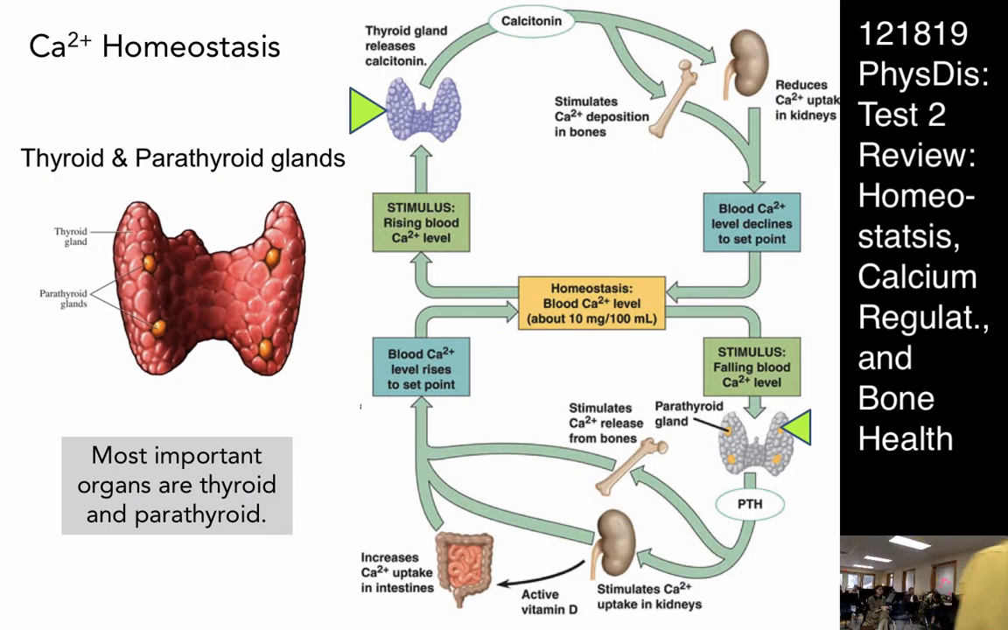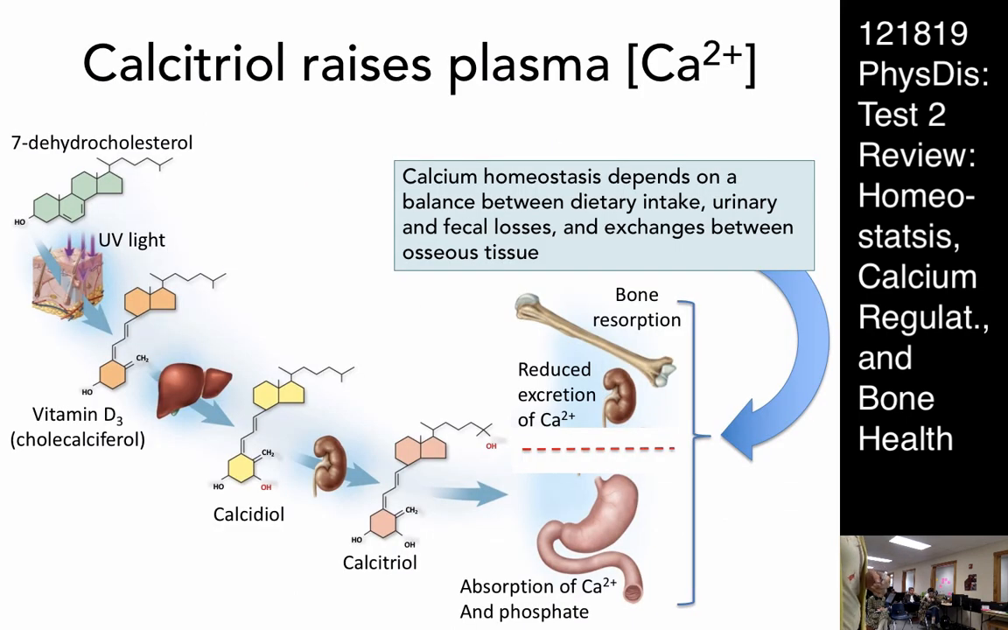One of the points here is that we have all these organs involved, right? The kidney, the gut, bones, skin, etc. But the most important organs for this whole process are the thyroid and parathyroid. Those are the ones that are sending out the signals, controlling what's going on. So here is the vitamin D story. This is the answer to your question.